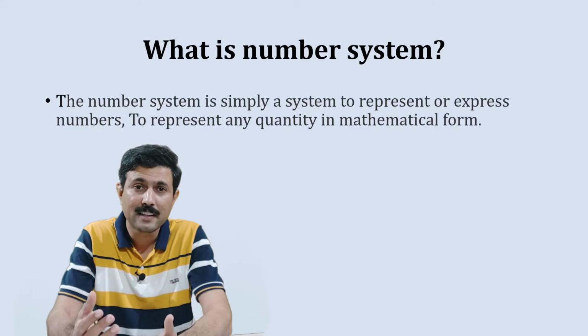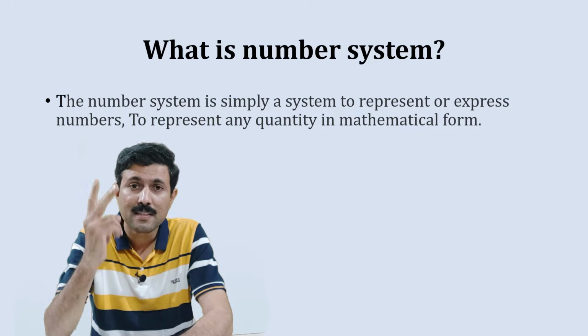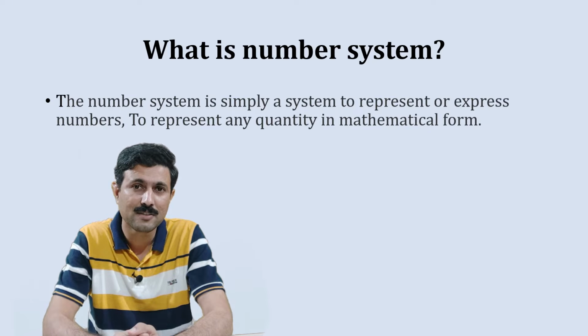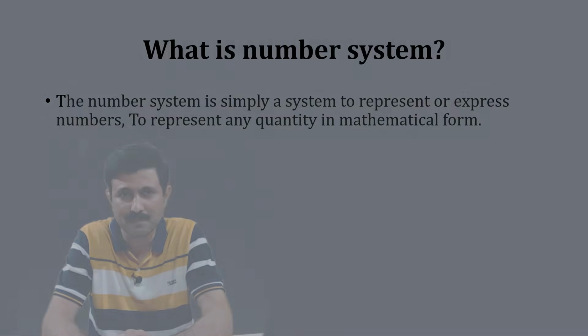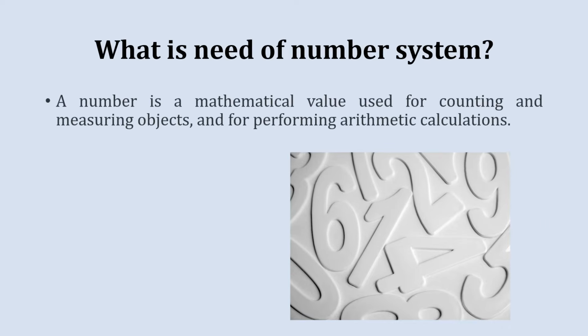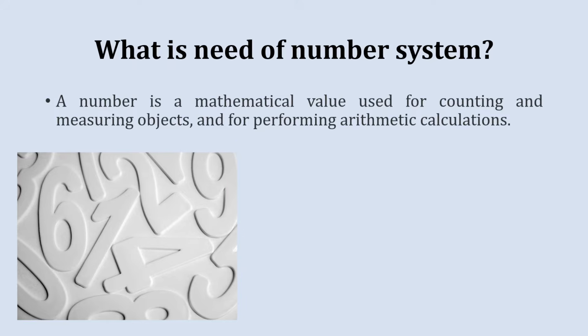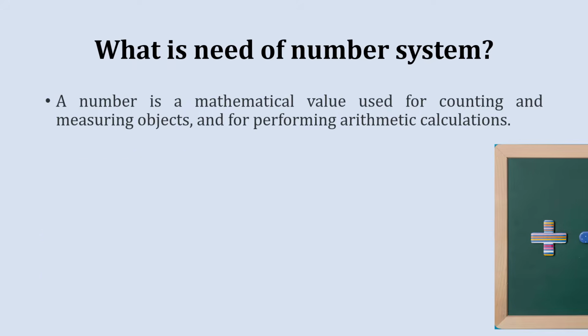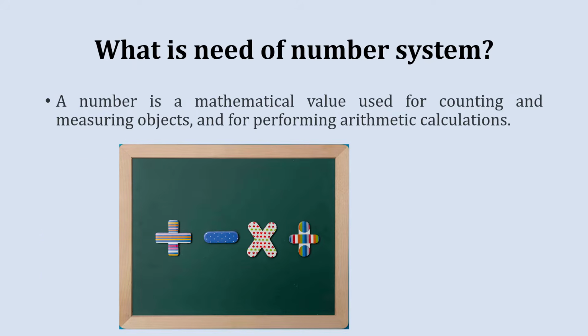But after this clarity of what is number system, the second question that comes to our mind is, why do we require number system? So let us understand, a number is a mathematical value for counting and measuring objects and for performing arithmetic calculations. For example, there are two objects placed on each other and you need to measure the total height. So first, to represent that height, you require a number system.